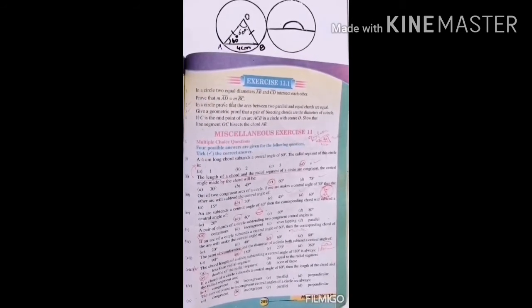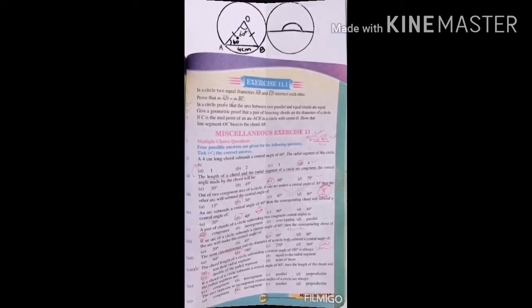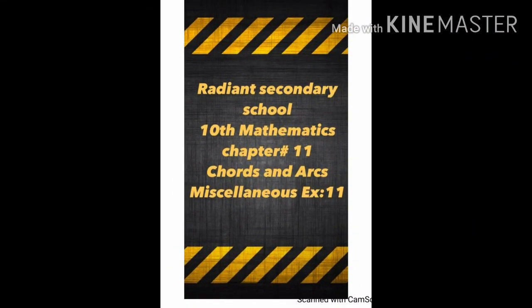Okay, the 10th and last part: the arcs opposite to incongruent central angles. Obviously, if the central angles are incongruent, then the arcs will also be incongruent.